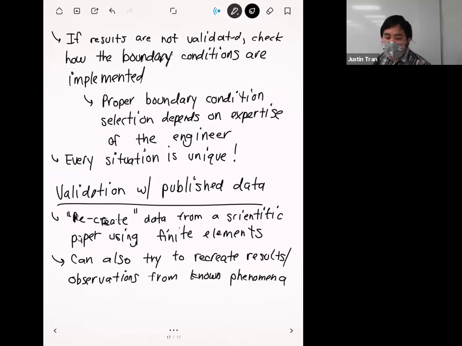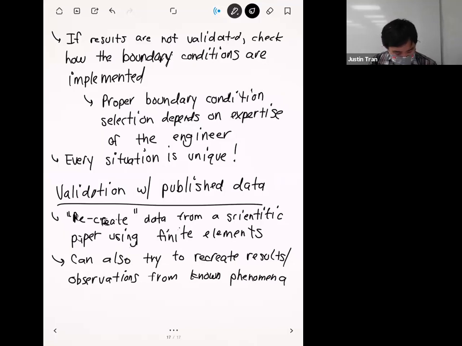But the thing is, the astronauts and all the engineers couldn't fully observe the damage that it caused. But what they did know was that it did cause some damage. And so one way that you can validate your code is to take a situation like that and run it within finite elements and see if you can match up your simulation results with some of the things that they did observe. And so that's another way that you can perform validation.